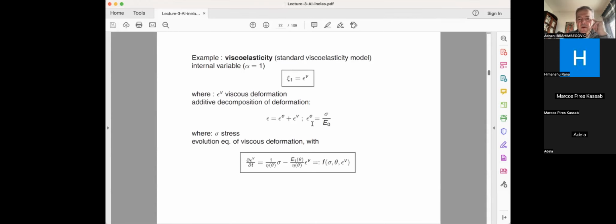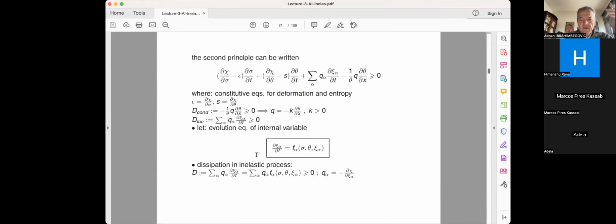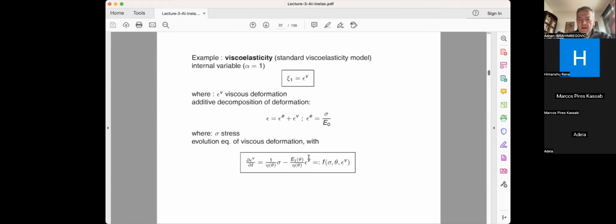And then from the second part, where these two act together, I can obtain something that looks like an evolution equation that I needed, where this internal variable is a function of the stress, temperature, and internal variable itself. And that's precisely what I get. With sigma equal to E1 times epsilon viscous plus eta times the derivative of epsilon viscous with respect to time. From such an equation, I can obtain the derivative of epsilon viscous with respect to time is equal to 1 over eta times sigma minus E1 divided by eta times epsilon viscous.